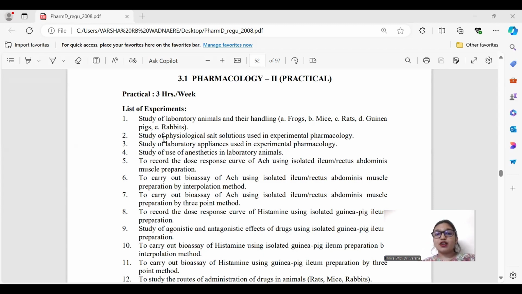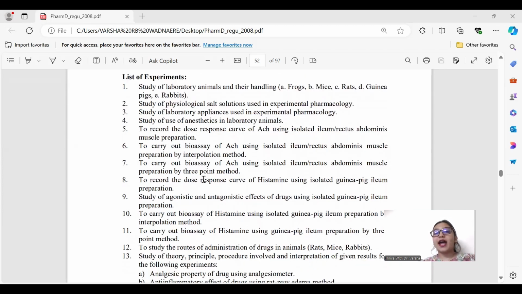Then second is the study of physiological salt solutions used in experimental pharmacology. That is Ringer lactate solution, RL, normal saline, and all those types you will be learning in this. Then study of the use of anesthetics in laboratory animals, and study of laboratory appliances used in experimental pharmacology. You'll be learning these. These are some basic introductions which will be given to you about whatever you will be using in the lab. Now the experiments will be carried out on animals.